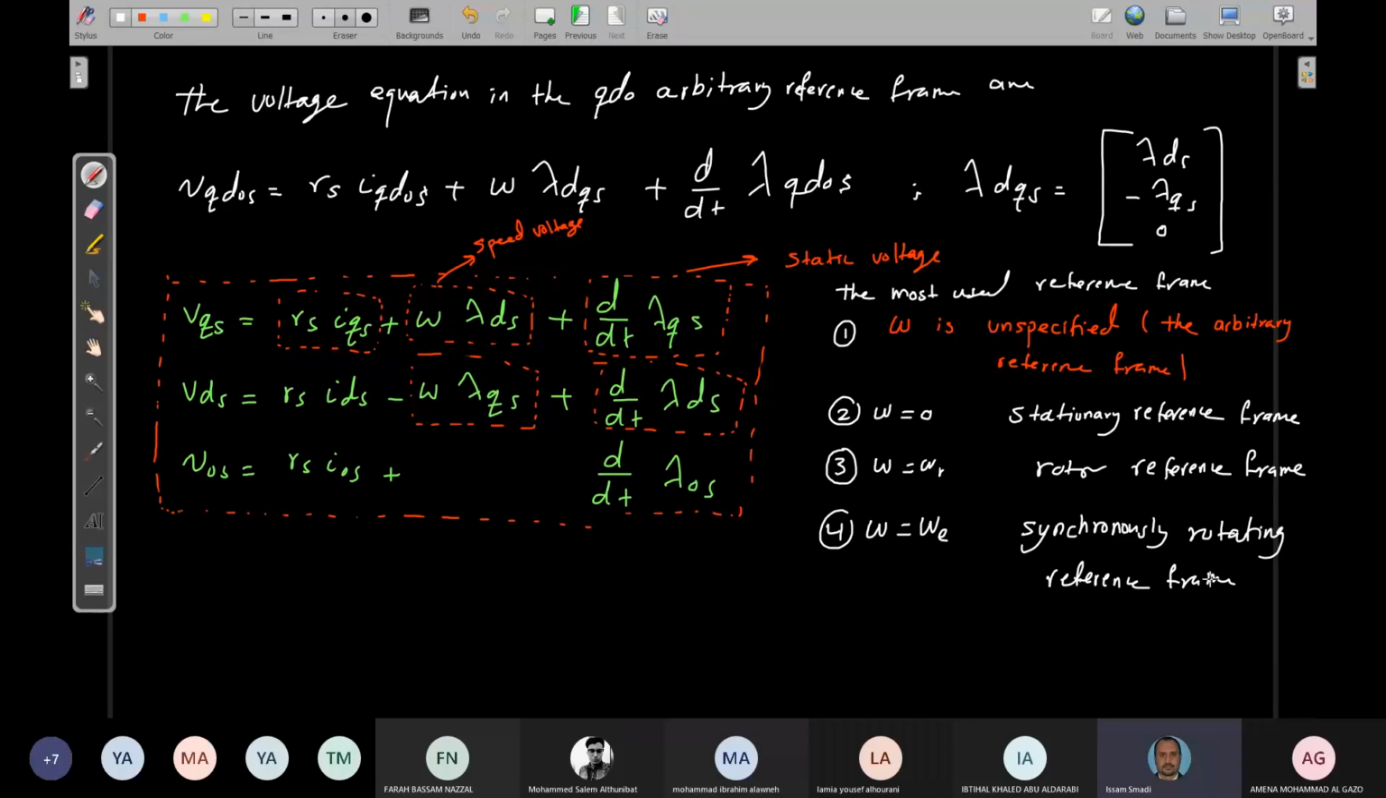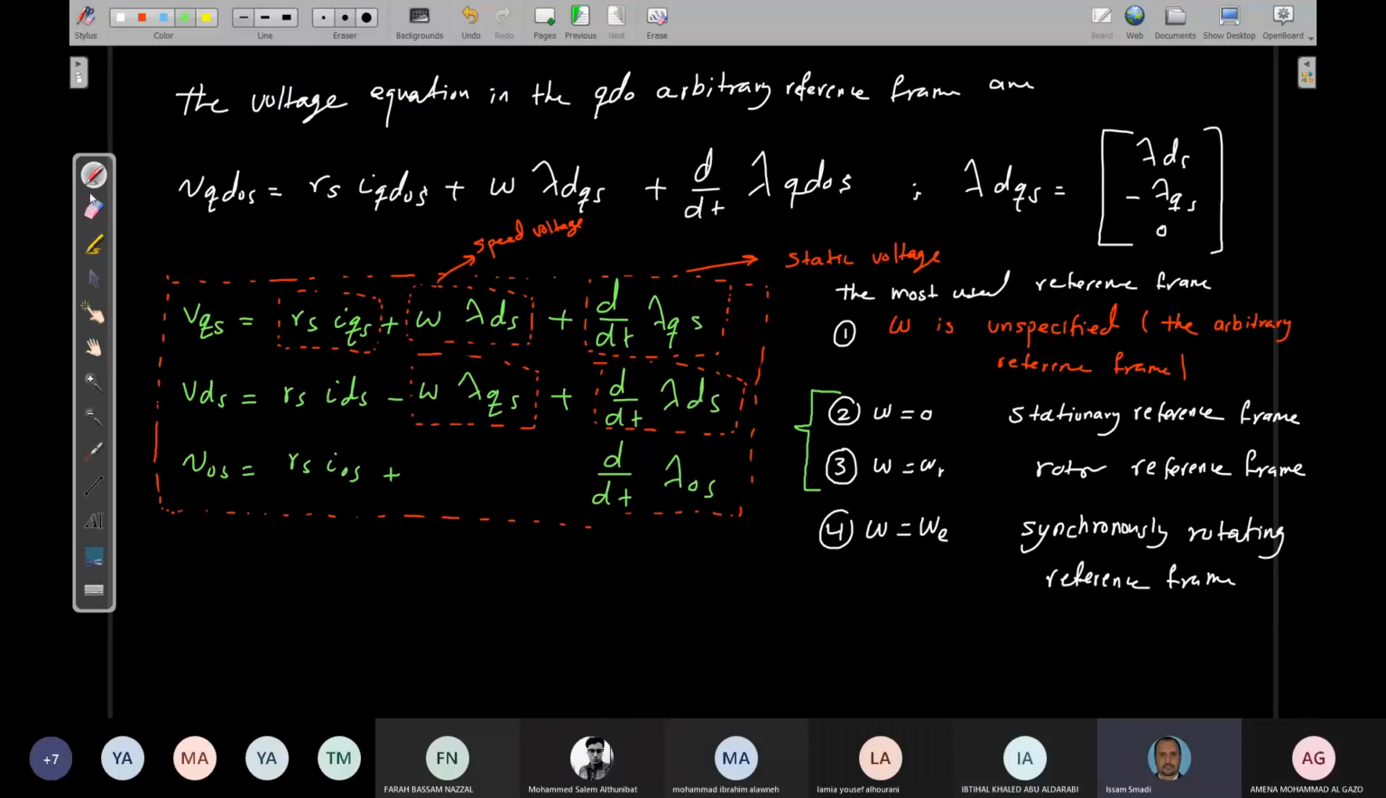The most common reference frames in the induction machine are the stationary reference frame and the rotor rotating reference frame. Now, if I need to model the induction machine in the QD reference frame, I also need to consider the RL circuit in the rotor. Until now, this is the voltage equation for a stationary RL circuit in the stator, yeah?